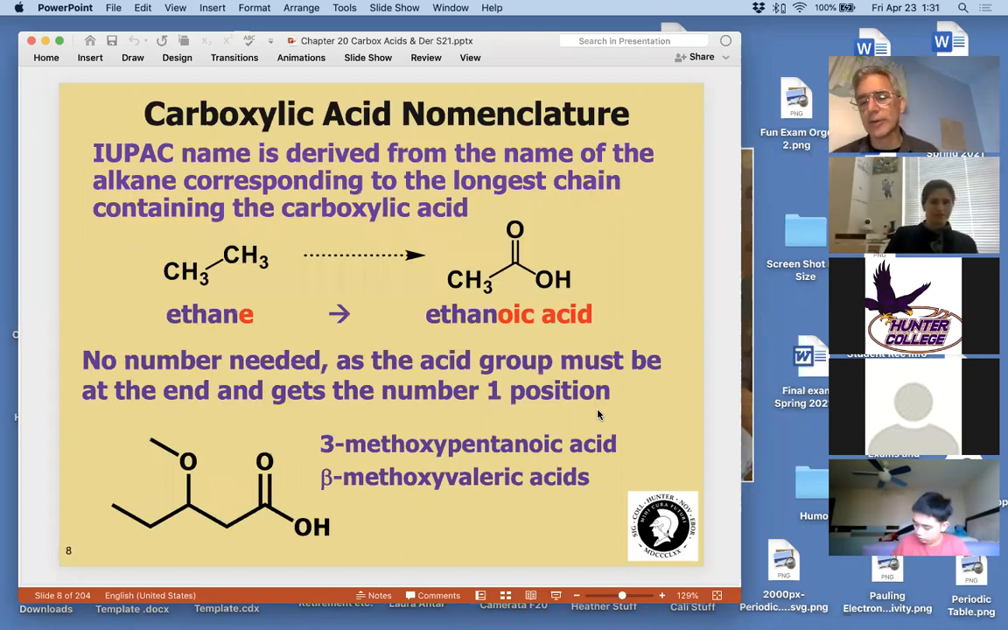Okay, carboxylic acid nomenclature is nothing really new, just a variation. So ethane becomes ethanoic acid, the formal name for vinegar or distilled vinegar. And again, just like aldehydes, you don't need a number. Carboxylic acid has to be 1. So here's a couple of possibilities. 3-methoxypentanoic acid would be the IUPAC name for this. Beta-methoxyvaleric acid would be the common name for that.